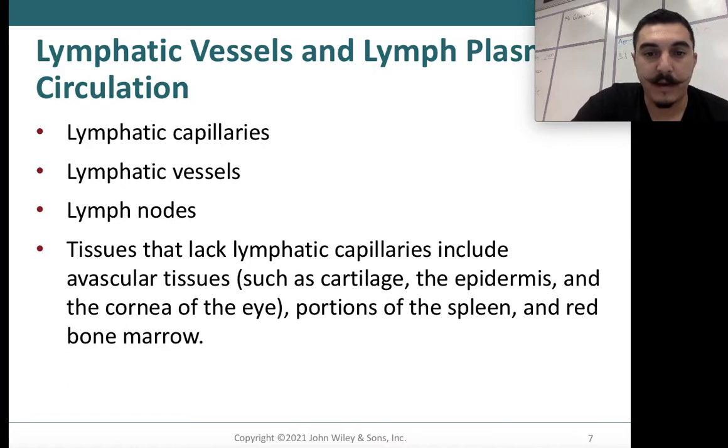Then we have tissues that lack those capillaries. So they're not on every single type of tissue. They're in different parts of our body, as we saw in the picture before. But there are areas where there's cartilage, the epidermis, and the cornea of the eye where we don't have those lymphatic capillaries. There are also some areas around the spleen and red bone marrow.